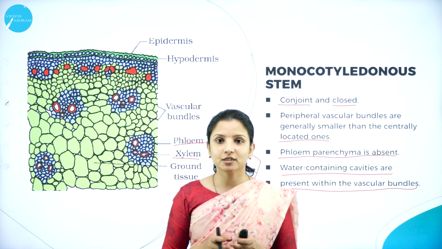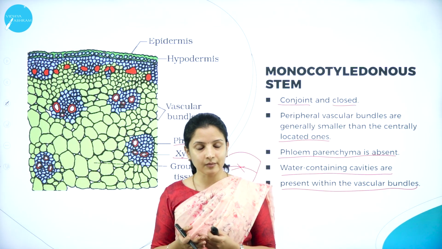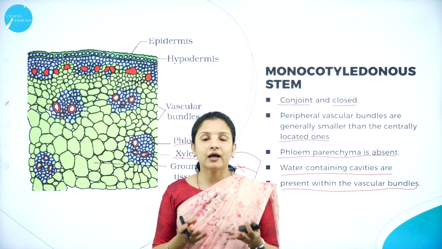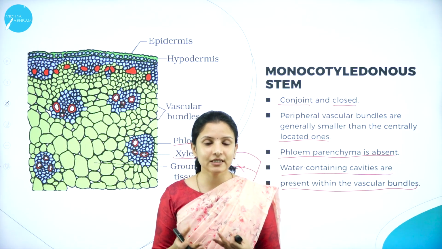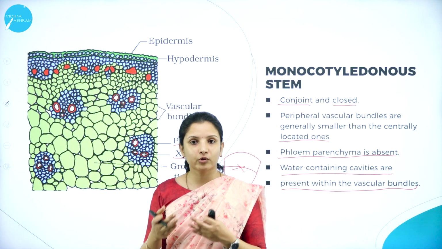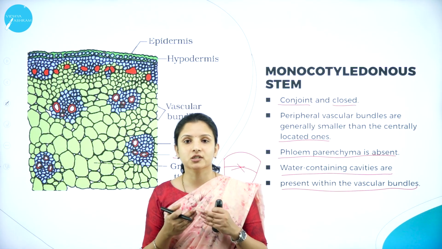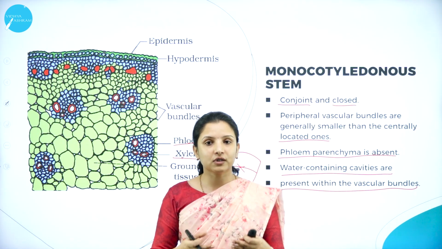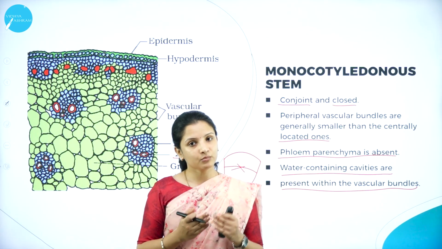So I hope you understood today's session, wherein you studied about the dicotyledonous stem and the monocotyledonous stem. And now, after you have learned this, I hope you can easily differentiate between how a dicot stem looks and how a monocot stem looks if a cross section or a transverse section is taken and a slide is focused under the microscope. So this is about the dicot stem and monocot stem.